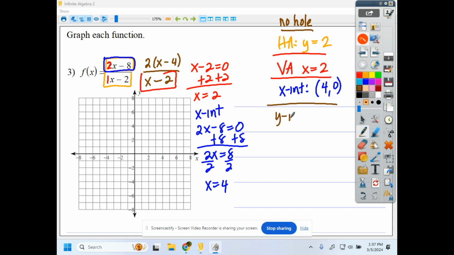The y-intercept here, you're going to plug in the 0 to the x. So this would be 2 times 0 minus 8 over 0 minus 2. 2 times 0 is 0, minus 8. 0 minus 2 is negative 2. This will be 4. So 0, comma 4.